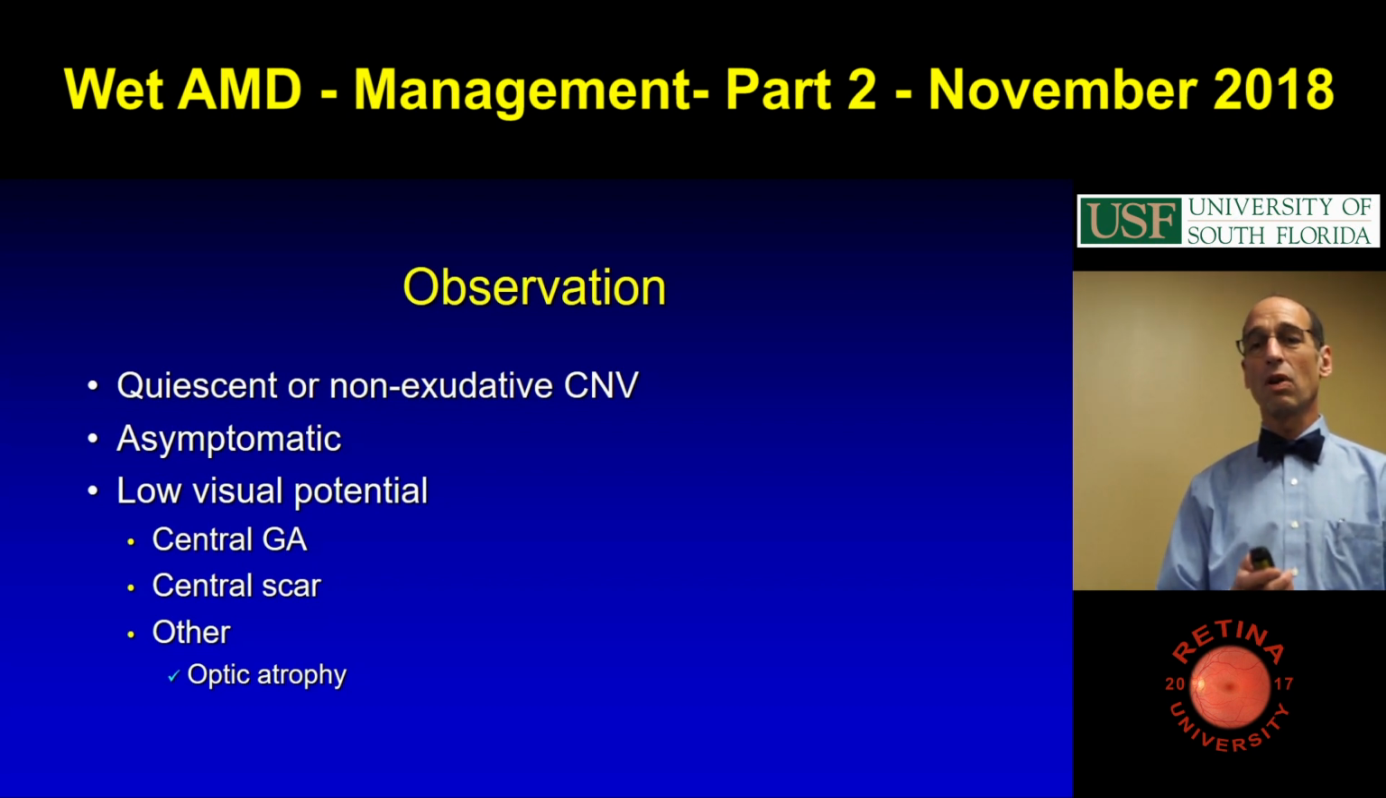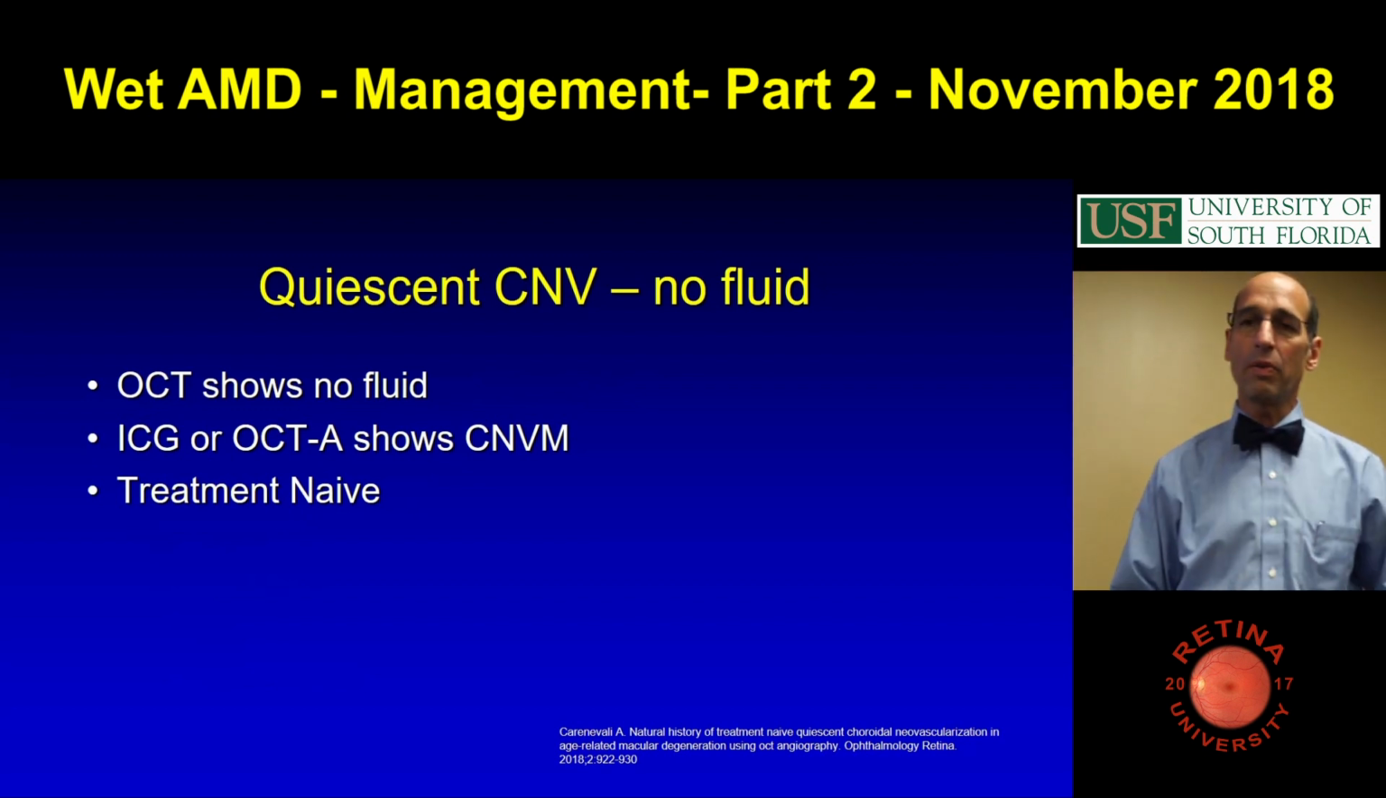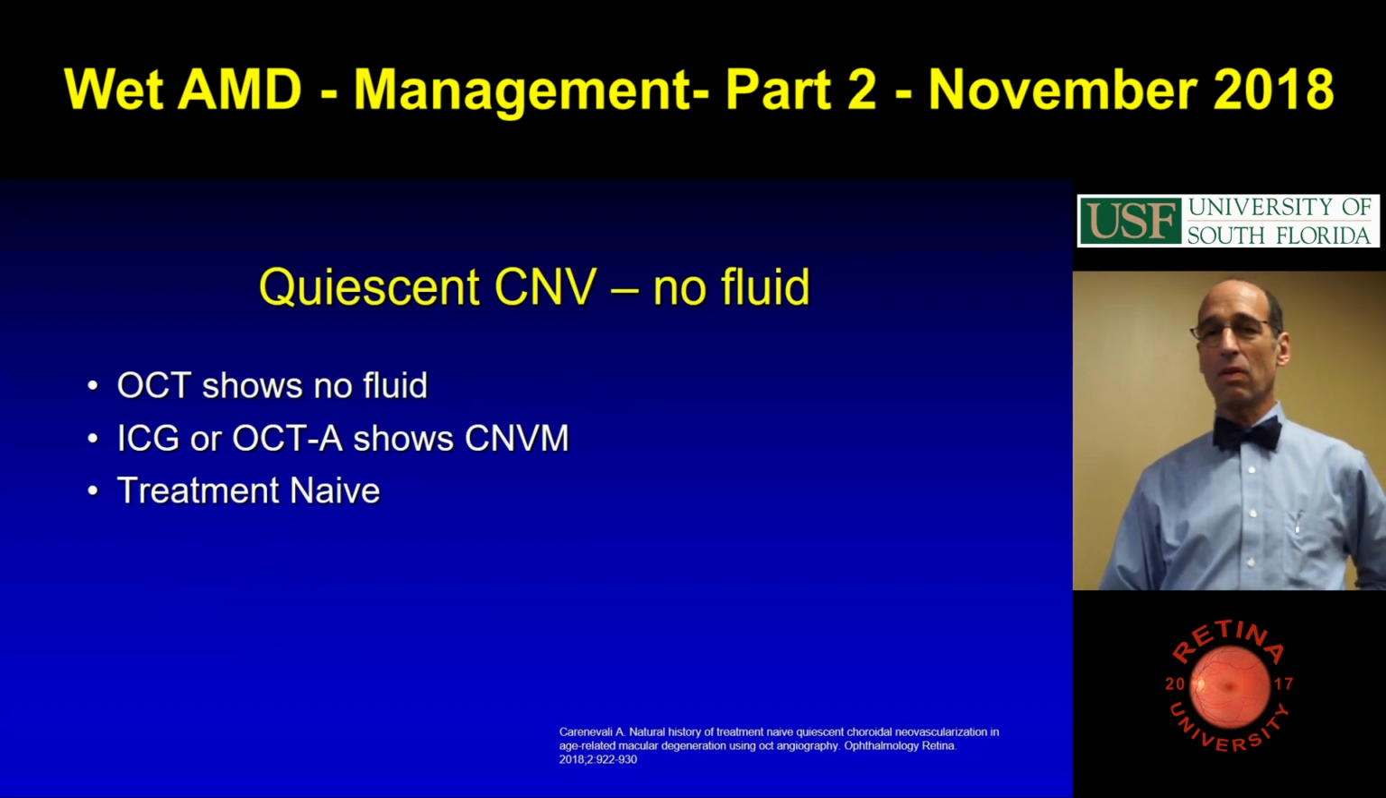And then if there's low visual potential, either because the macula is burned out or the patient has something else wrong with them, I think observation can be considered. Entity called quiescent CNV. Actually, they call it treatment-naive quiescent CNV or non-exudative CNV. So there's a dry OCT, but they have a membrane, which you can only see on ICG or OCT angiogram.